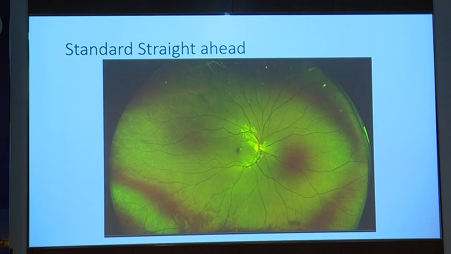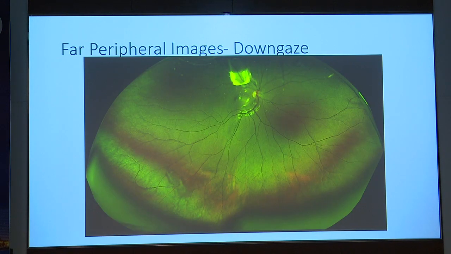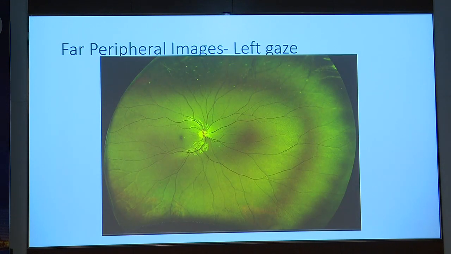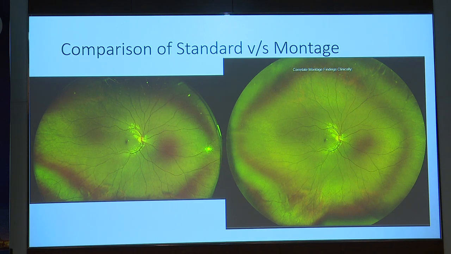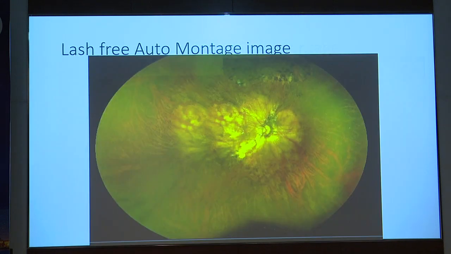Now, usually we take a straight ahead image, but if you want to go to the periphery, within a few seconds you can do an up gaze, a down gaze, a left gaze, and a right gaze, and the machine immediately gives you a collage and a montage where, as you compare with the standard image, you can see this vessel here, here you can see still more. So from 200 degrees, you can go almost up to 220, 230 degrees after the montage occurs.